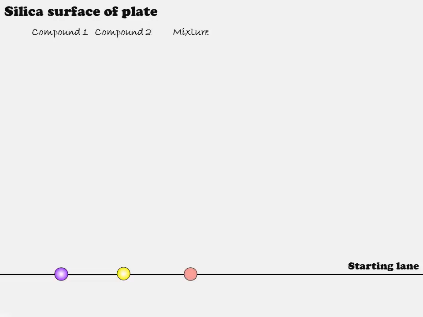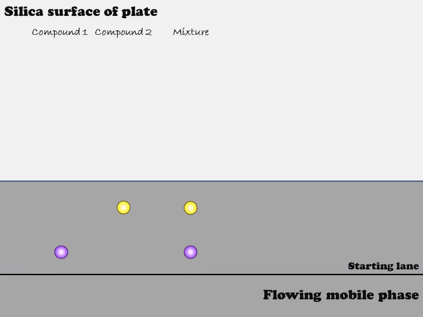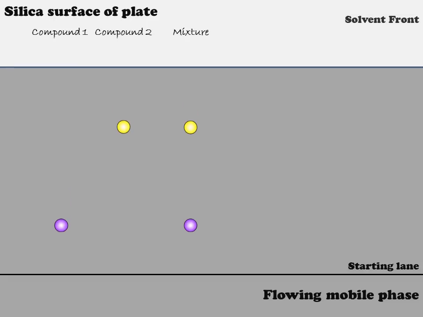Once we have applied our samples to the plate, the next step is to develop it by placing it inside the chamber and allowing the mobile phase to move upward through the plate by capillary action. So here comes our flowing mobile phase. As it reaches the compounds, it will begin to transport them at a rate which is a function of their polarity. Notice that the yellow compound is traveling faster than the purple compound. And notice also that the spot, which was originally a mixture, now has all of its components separated along the plate.